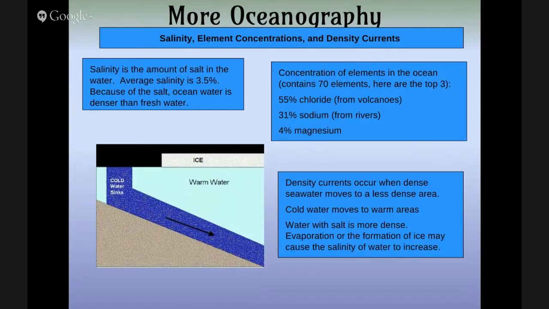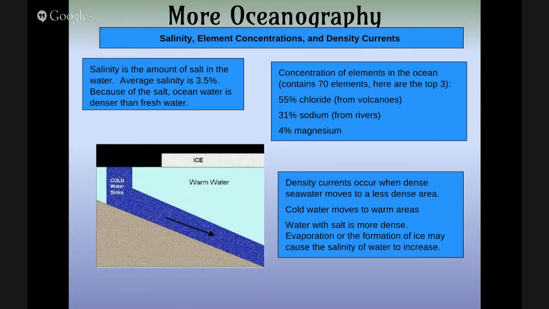Density currents occur when dense seawater moves to a less dense area. Cold water moves to warm areas. Water with salt is more dense, and evaporation or the formation of ice may cause the salinity of water to increase. So evaporation will cause salinity to increase because water will evaporate, but it leaves the salt behind. So now you have a higher percentage of salt than water. And also when water freezes, the salt doesn't freeze, just the water does. So whatever water is left unfrozen will have a higher salinity.